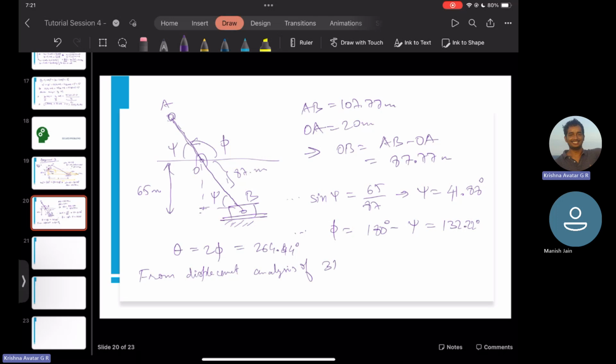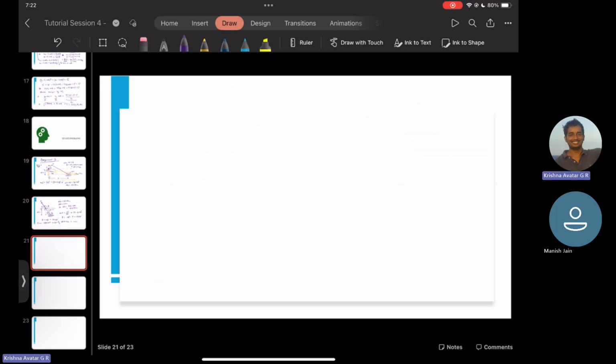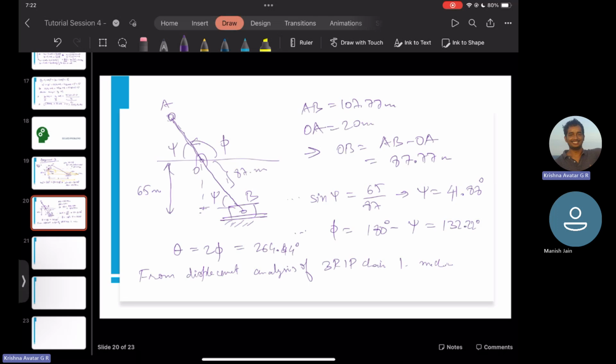Of 3R 1P chain 1 mechanism, since it is 1P chain 1 mechanism. There is chain 1 mechanism. And here what happens is E is below this, below the origin. So here E will be, this is also equal to magnitude of E. So here E is equal to minus of 65 m.